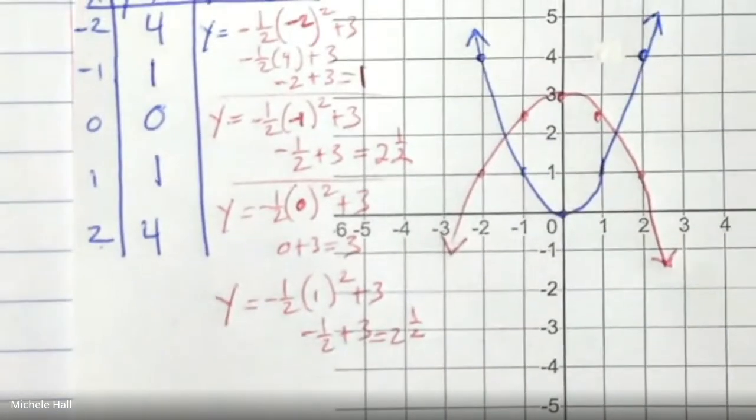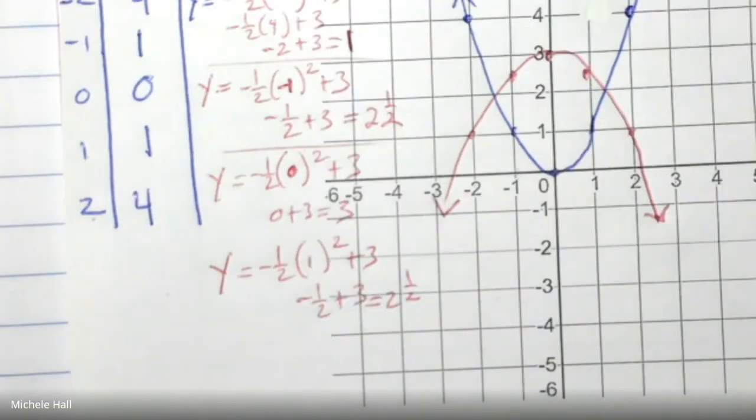Okay, what we've got to do is compare. We haven't compared either one of our graphs yet. How would you compare y equals a negative half x squared plus 3 to the parent function y equals x squared? How would you compare them? What could you say about them? So compare the first with the second.